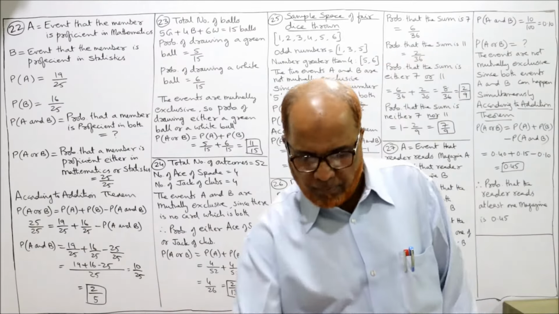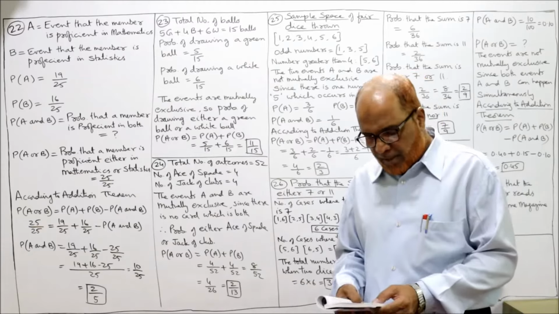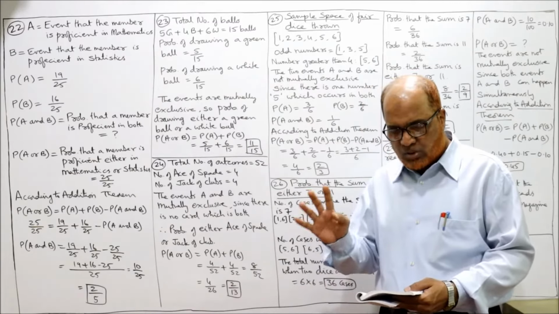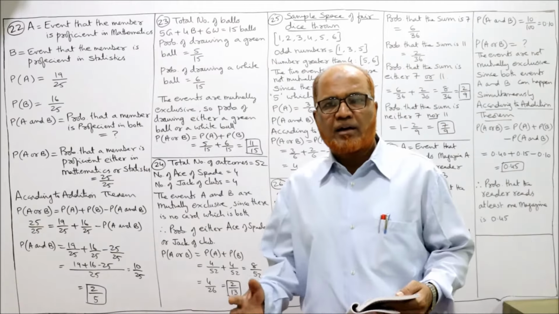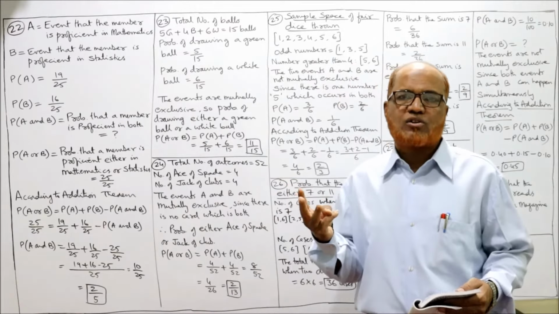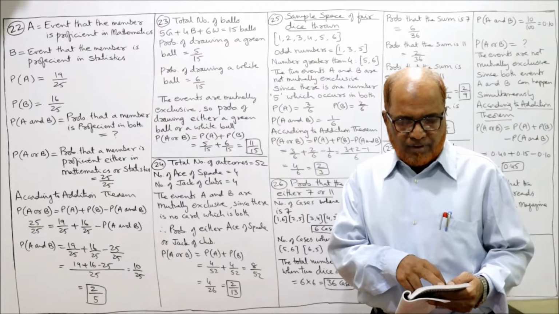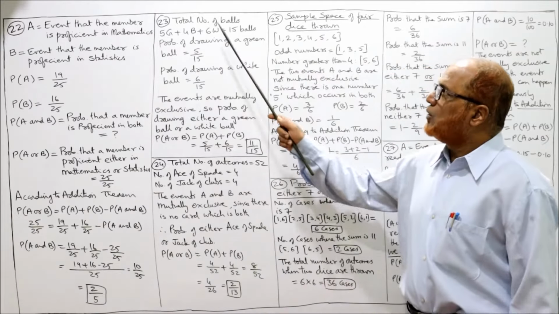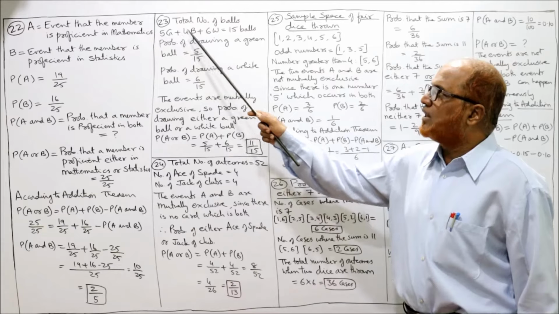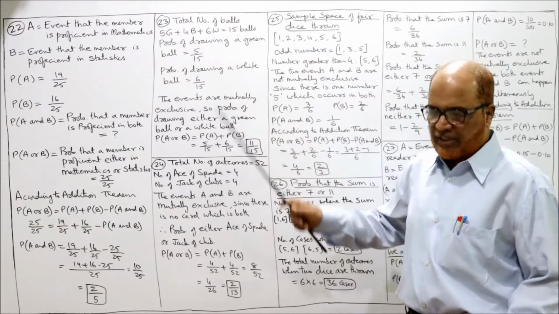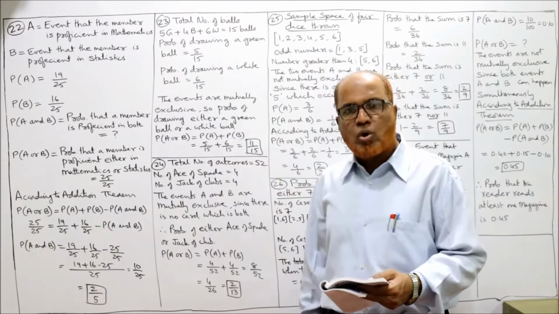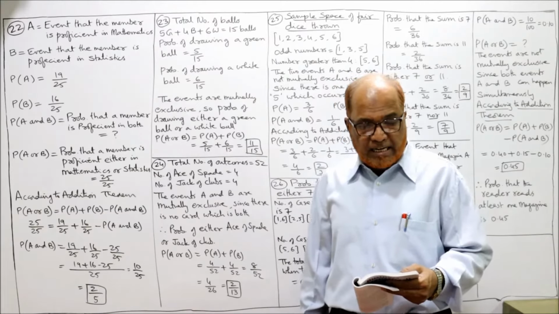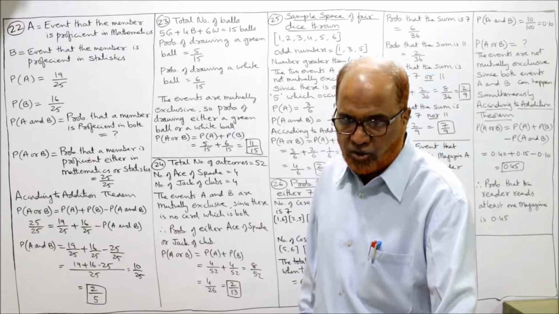Now, 23rd problem. See the 23rd problem. A bag contains 5 green, 4 black, 6 white balls. The bag contains 3 different colors of balls. So 5 green, 4 black, 6 white. So total 15 balls are there. Total number of balls 5 green, 4 black, 6 white, 15 balls. A ball is drawn at random. Find the probability that it is either a green ball or a white ball.